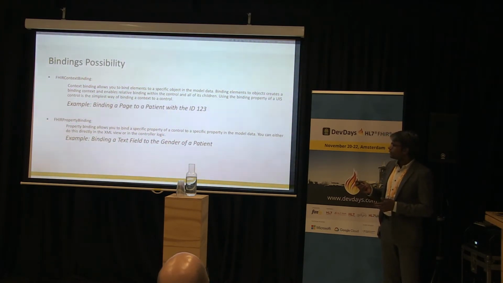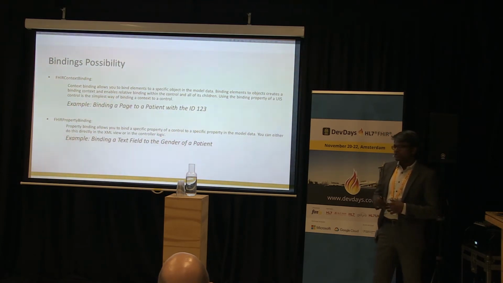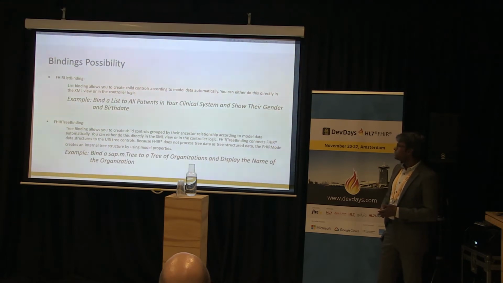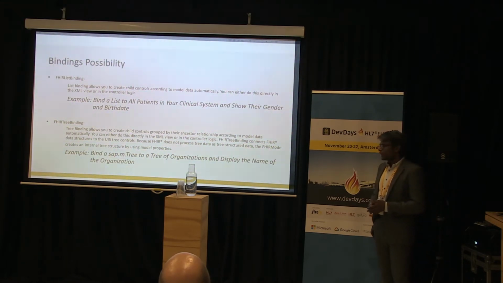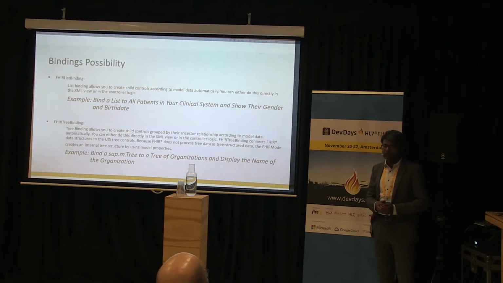And then the property binding, as the name suggests, is all about binding one single attribute of your resource into the UI. In this case, the example could be binding the gender of a particular patient into the UI field where it can display the gender. So this is a property binding. And the list binding is all about having more than one row of similar bindings. For example, you can have a table wherein you can display more than one column. So you can list all the patients in your clinical system with different details, like the gender, date of birth, and name. So basically, it's something like tables.